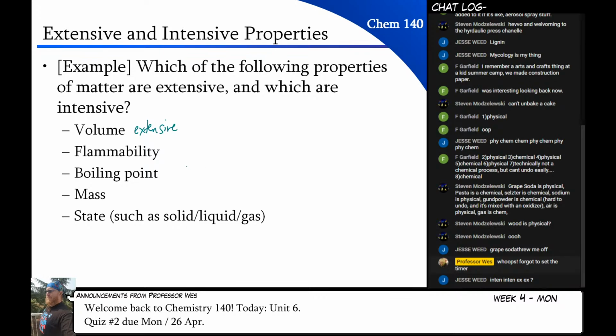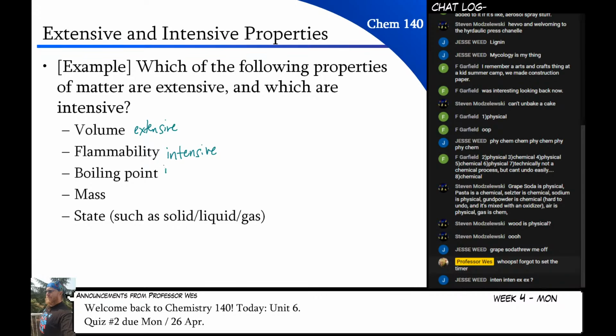All right, flammability is something more flammable if you have more of it. I mean, you will have a larger surface area, but that's not what the question is asking here. It's asking, is it more or less flammable? And, well, it's the same amount of flammable, right? Something is either flammable or it's not.